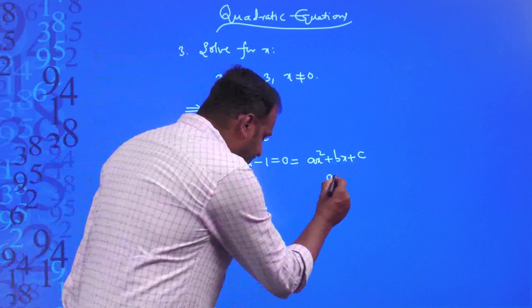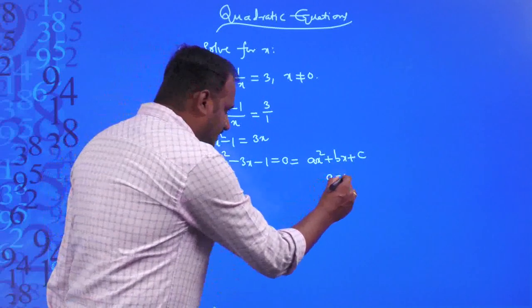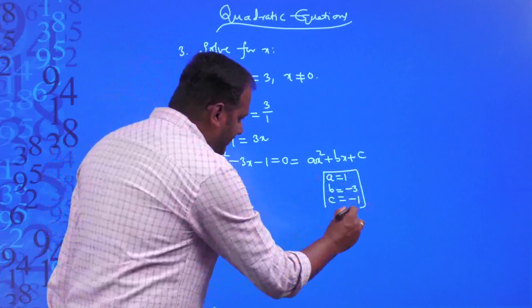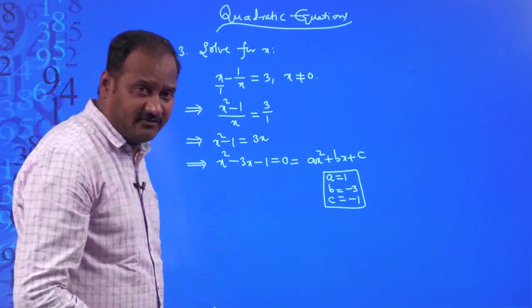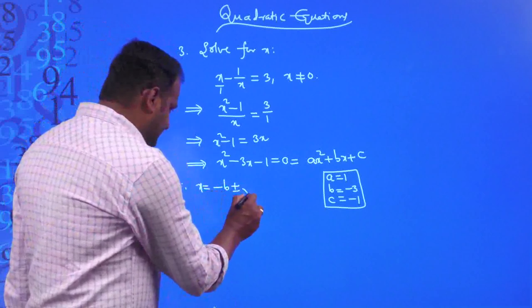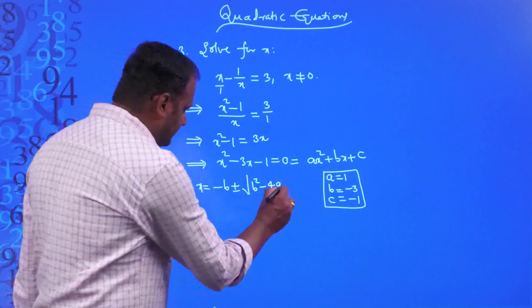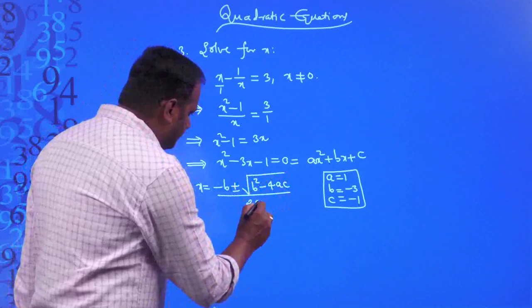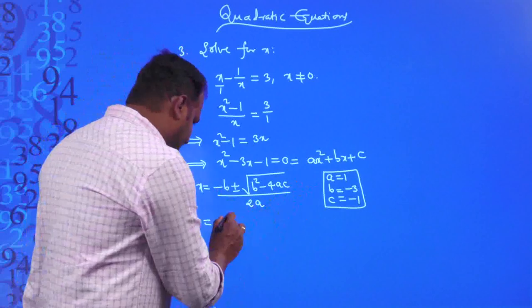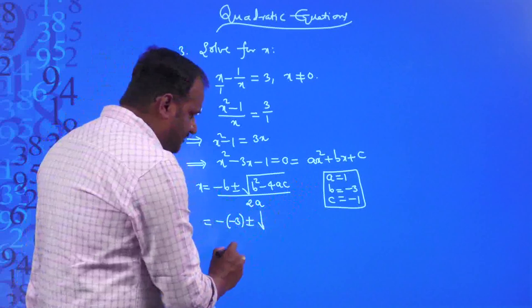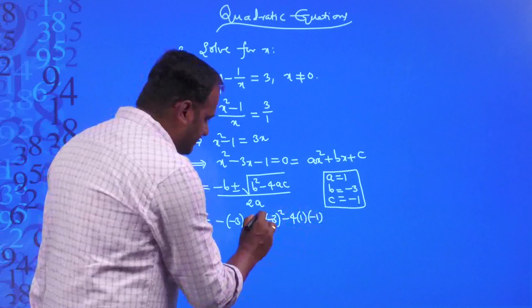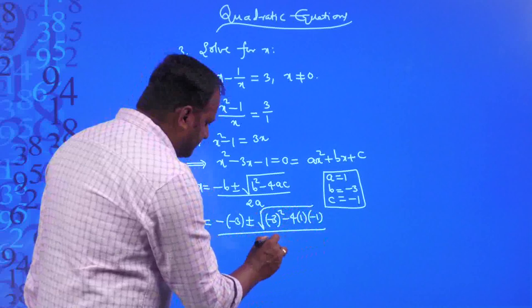So, if you get any confusion, I will write here the values of a, b, c. a is equal to 1 and b is equal to minus 3 and c is going to be minus 1, right? These are the values of a, b, c. After writing the values of a, b, c, you should write the quadratic formula to substitute the values. Therefore, x is equal to minus b plus or minus square root b square minus 4ac, whole divided by 2a, right? Let us substitute: minus, the value of b is minus 3, so minus of minus 3 plus or minus square root of b square, that means minus 3 whole square, minus 4ac, a is equal to 1 and c is equal to minus 1, whole divided by 2a, is 2 into a is equal to 1, right?